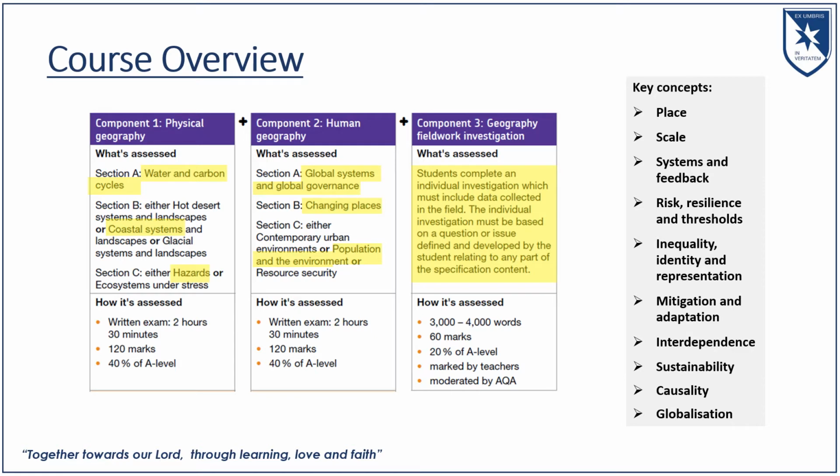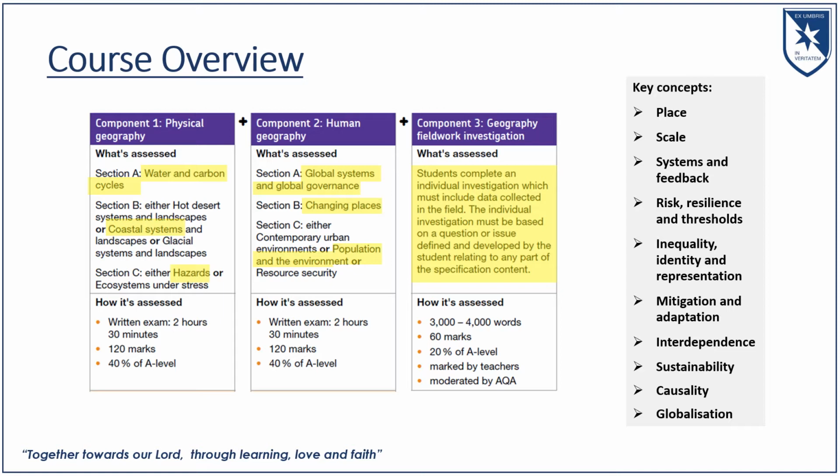Okay, so before we start, I'm just going to give you a quick overview of the course structure. At Newman 6, we follow the AQA Geography syllabus, which is split into three components. Component 1 is physical geography, and in this we teach the following units: water and carbon, coastal systems and hazards. All of these are highlighted in yellow. This is assessed with a 2.5-hour written exam, which is worth 40% of the final grade.